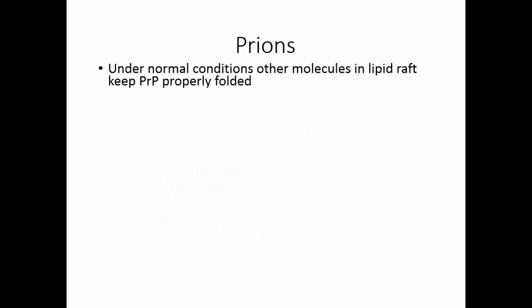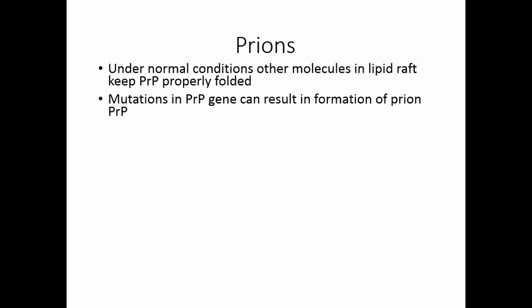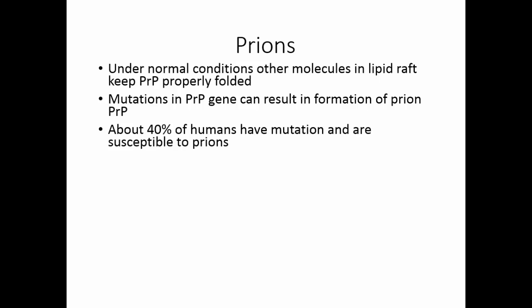Under normal conditions, the other molecules in the lipid raft help keep PRP properly folded. However, some people carry a mutation for PRP. This means that their PRP could be folded differently, but these other molecules keep it in line. This means that about 40% of humans have a mutation and are susceptible to prions.